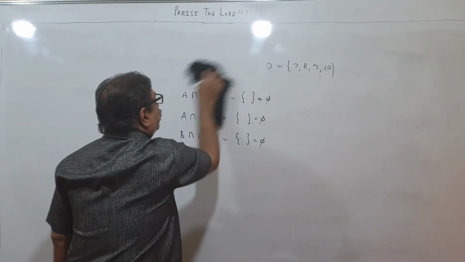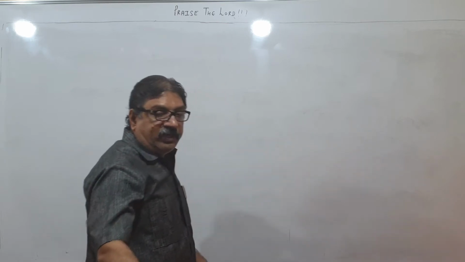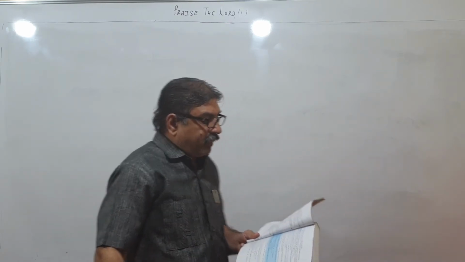I hope you have understood the meaning of intersection and the meaning of union. Union means take all the elements, intersection means take only the common elements.